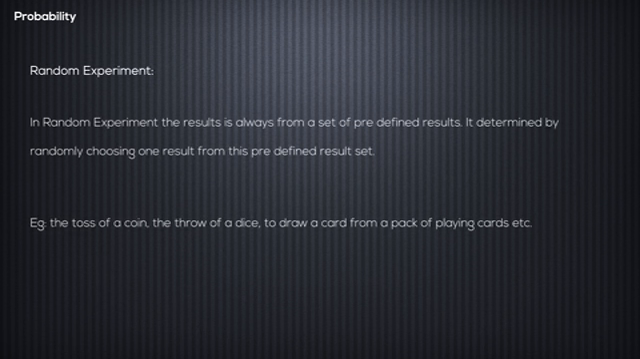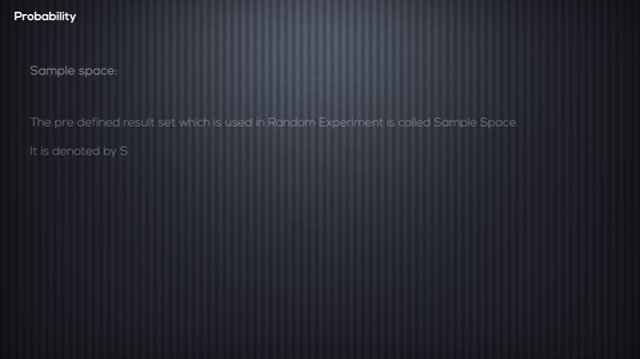Random experiment. Random experiment means that the experiment has been performed in an unplanned manner. In random experiment, there is no certainty of occurring of a particular event. Example, the toss of a coin, the throw of a dice, to draw a card from a pack of playing cards, etc. Now let's see what is sample space.